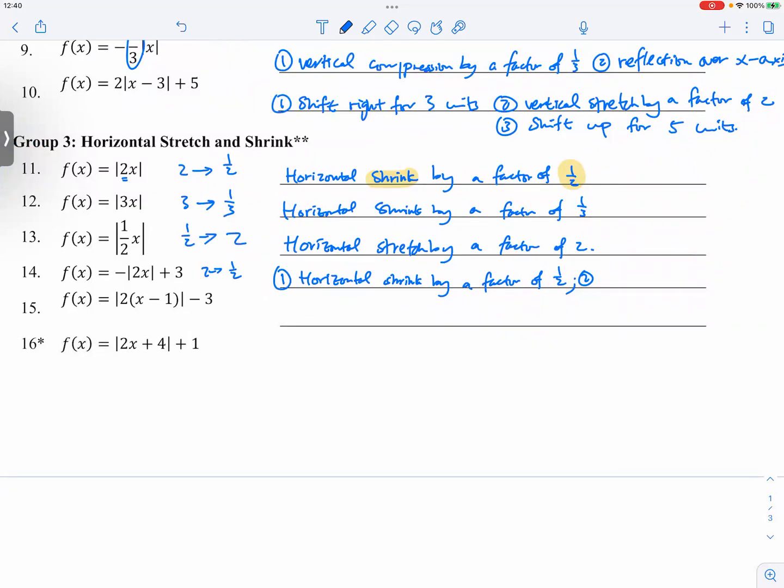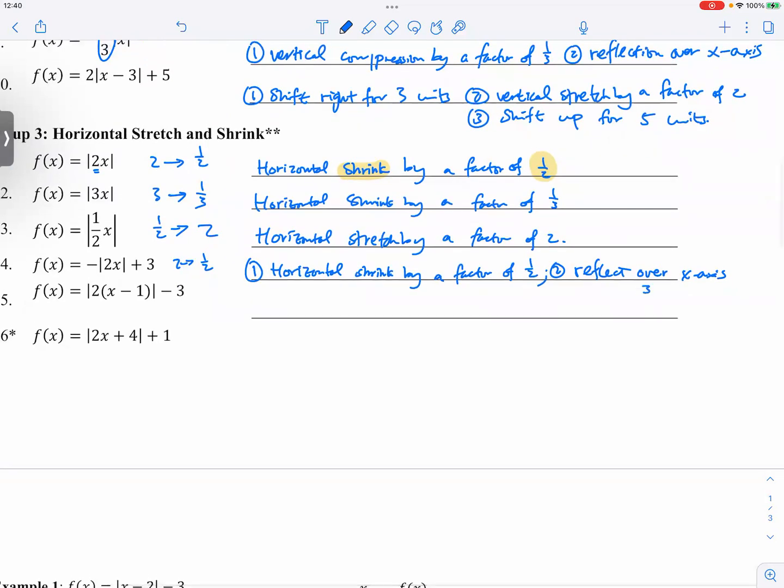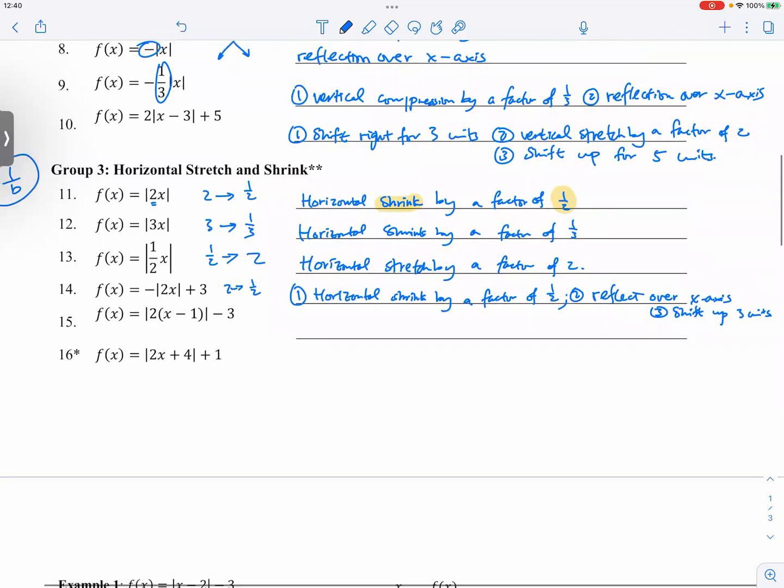Then you take care of the negative, which is the reflection over the x-axis. And then number 3 would be the shift up 3 units. So far, so good. All right. So can you go ahead and try number 15 yourself? 15. Again, 3 things. 1, 2, 3.